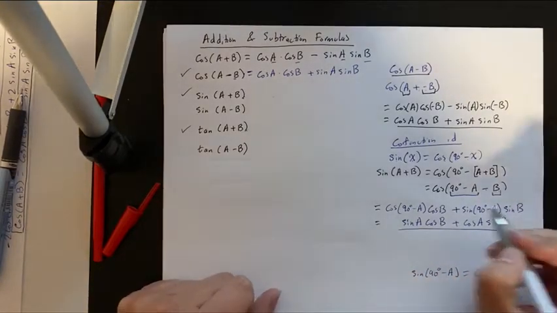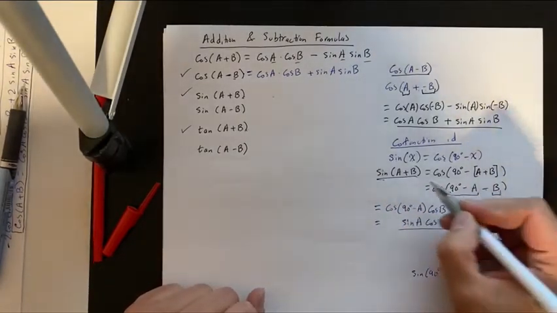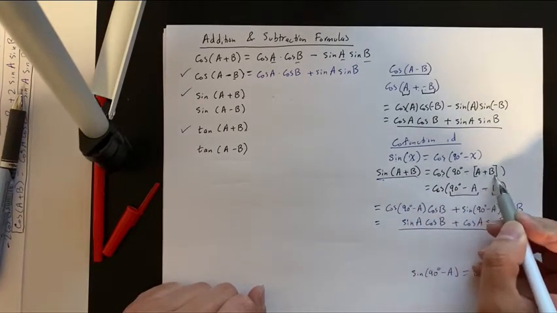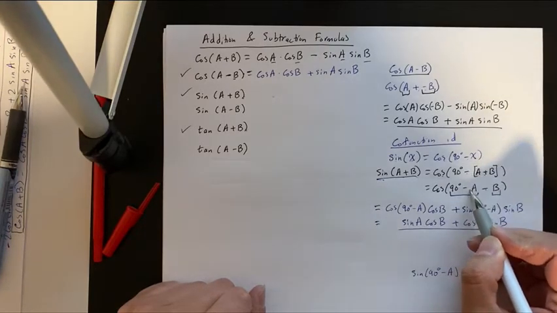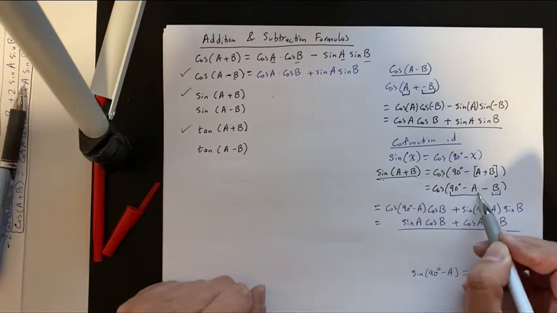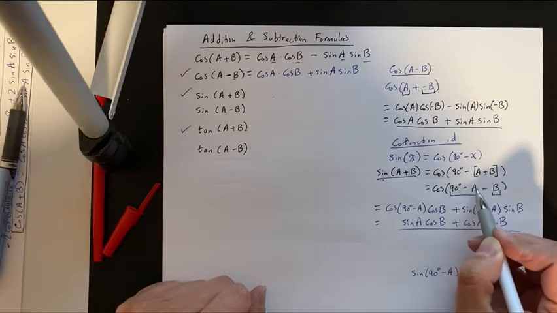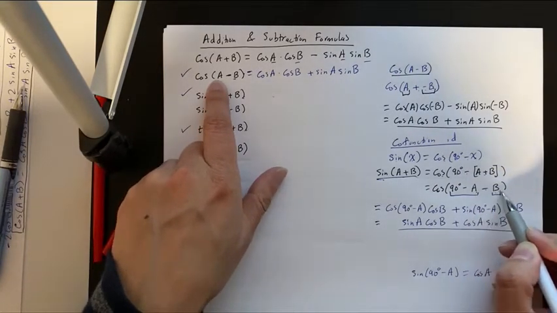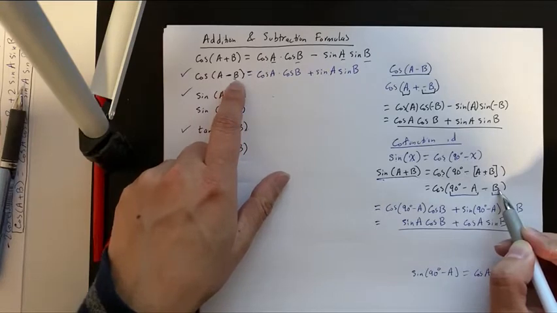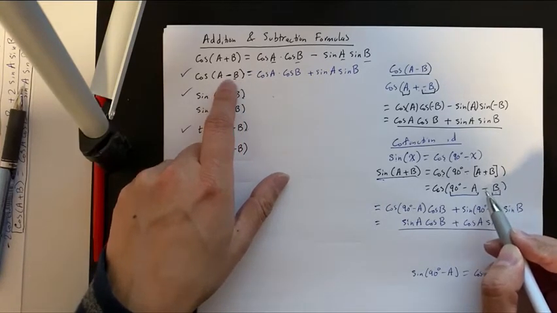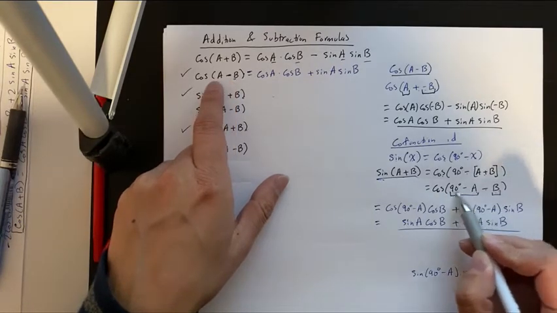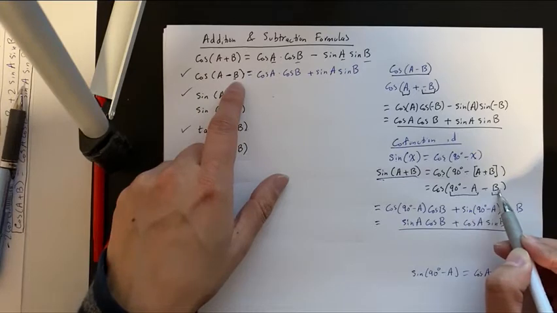And that's it. So we started with sine of A plus B. We change it to be cosine of 90 minus the A plus B, distribute that negative, and group up the very first two terms to make that the A in the second formula, and B is just the B in the second formula, and apply the second formula, which is the subtraction formula for cosine, with this being A and this being B.